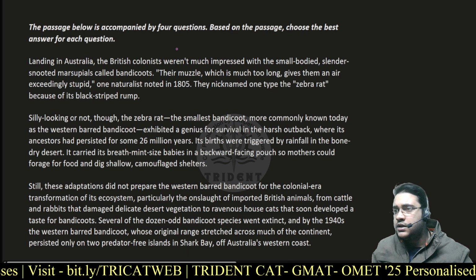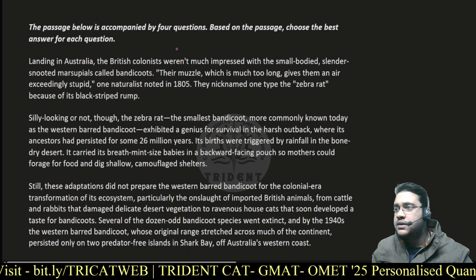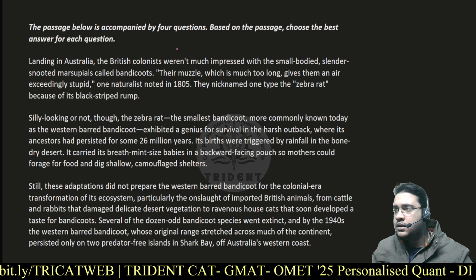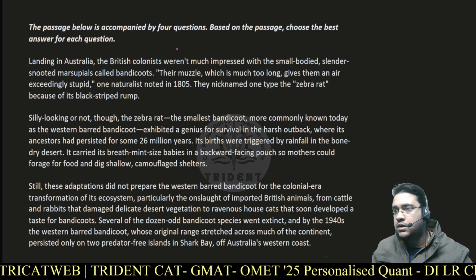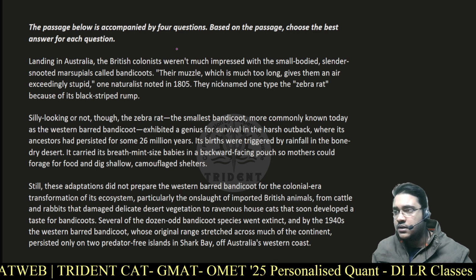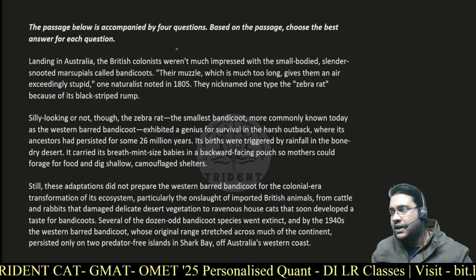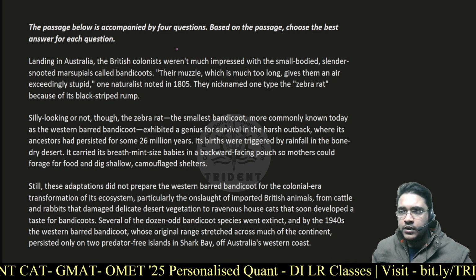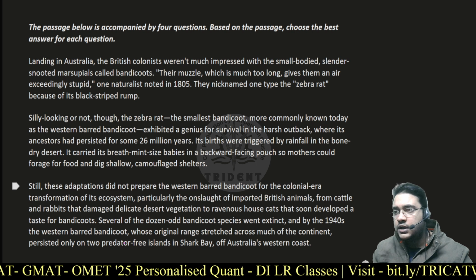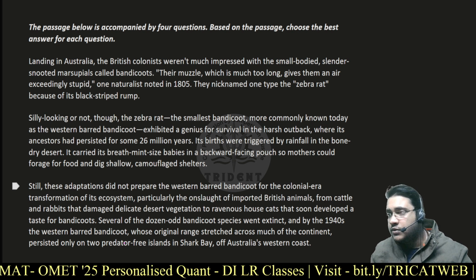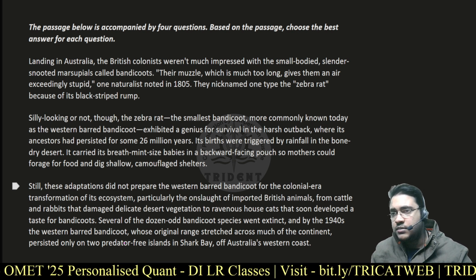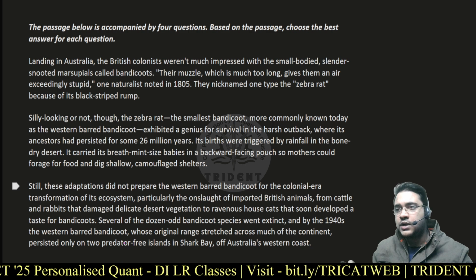Landing in Australia, the British colonists weren't much impressed with the small bodied, slender snooted marsupial called bandicoots. The muzzle, which is much too long, gives them an air exceedingly stupid, one naturalist noted in 1805. They nicknamed one type the zebra rat because of its black striped rump.